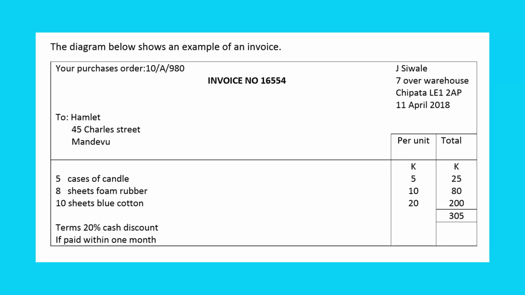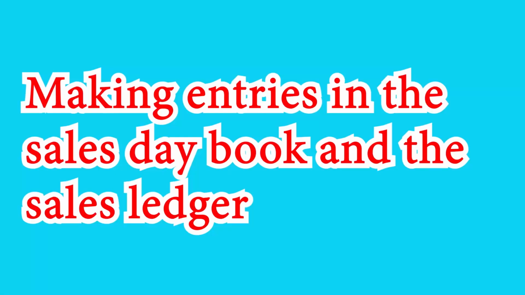So there we can find the total of the amount. We have 25 plus 80 plus 200. The answer is 305. Then the terms there, we have 20% cash discount if paid within 1 month. Then let us look at making entries in the sales day book and the sales ledger.